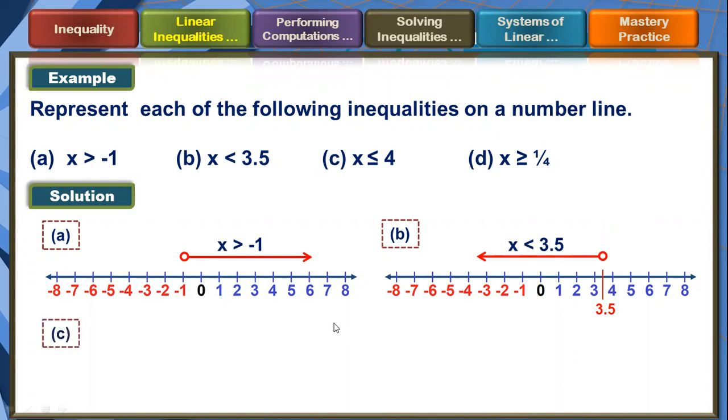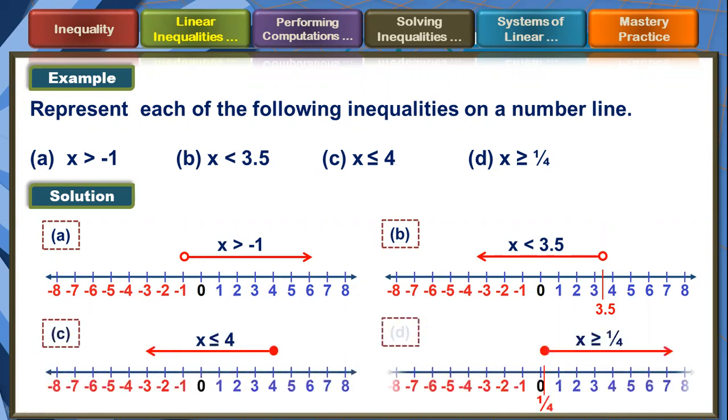So for C and for D, we shaded the circle now because we do have the equal sign. It should start with 4 going to the left, and this one is going to the right. Less than means go to the left, and greater than means go to the right. So I hope that is clear enough for you.